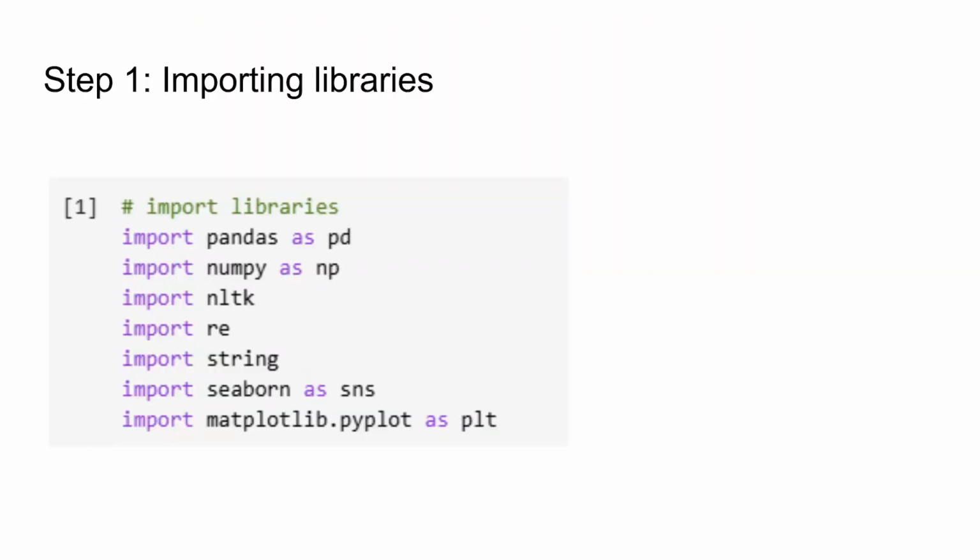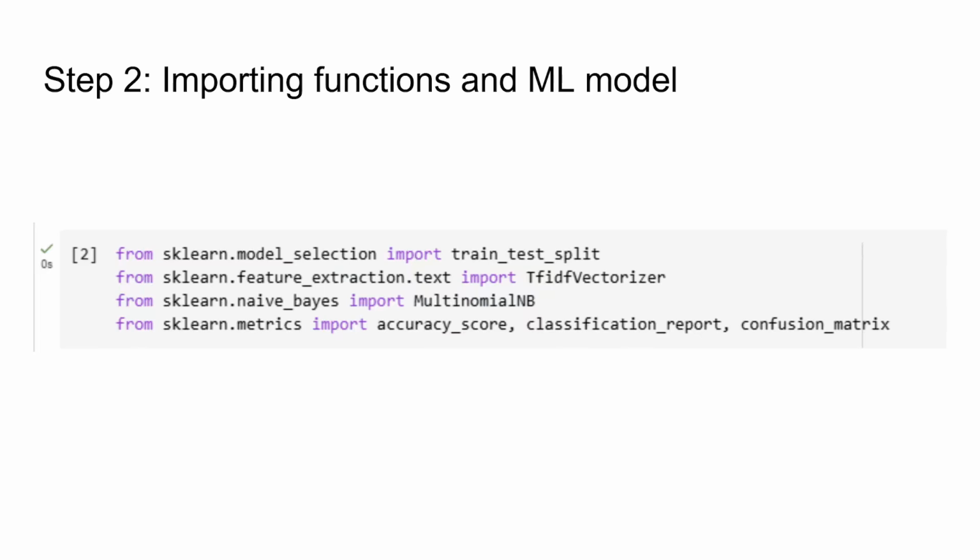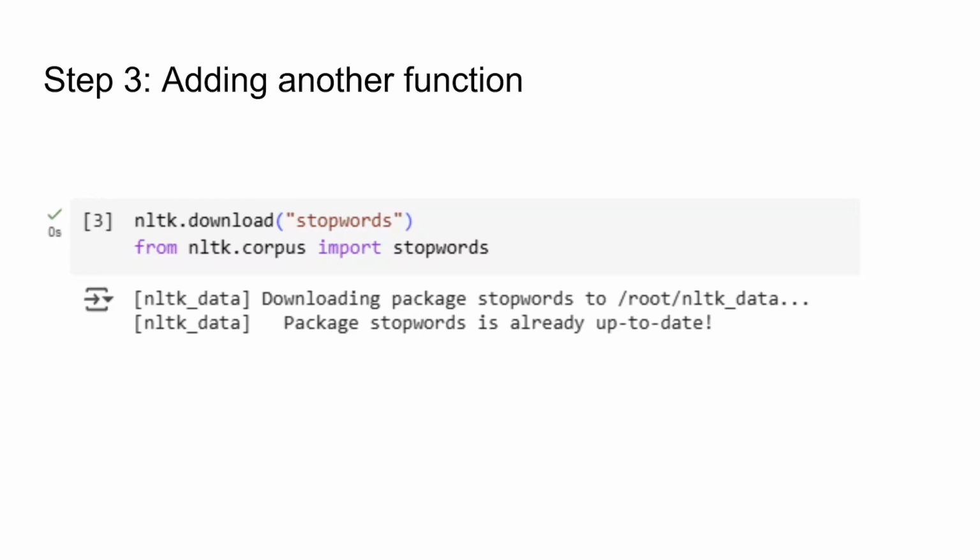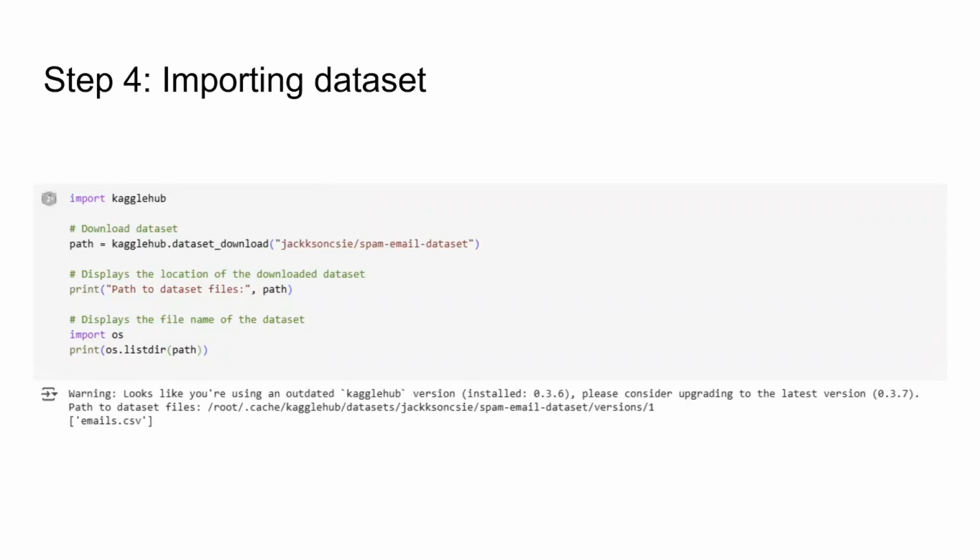So we have to import the libraries. These libraries let us work with the data set and also make charts at the end. We also have to import some functions, like being able to split the data into training and testing data. This is also where it imports the machine learning model I'm going to use, called Naive Bayes. Then I'm also adding the stop words function to remove words like "a" from the email text.